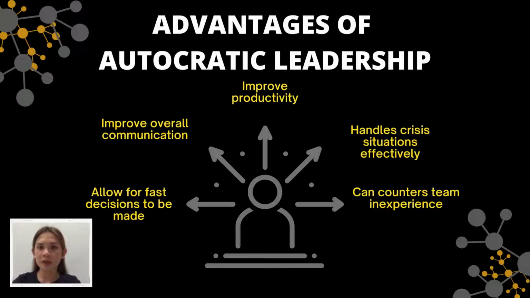And lastly, autocratic leadership can counter team inexperience. If an unskilled team is put under the command of an authoritarian leader, they will be able to complete the task by following clear direction. Workers may profit from their leader's abilities, improving productivity by utilizing the leader's knowledge and expertise to the workers' advantage. This sort of leadership is the greatest option when there is not enough time to learn anything new or when a job must be done quickly.